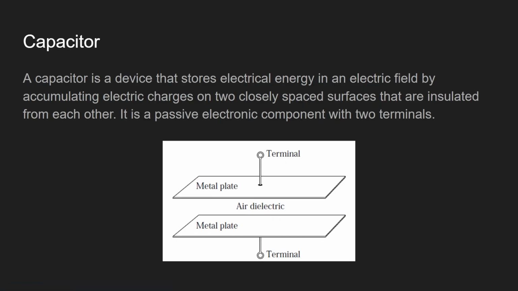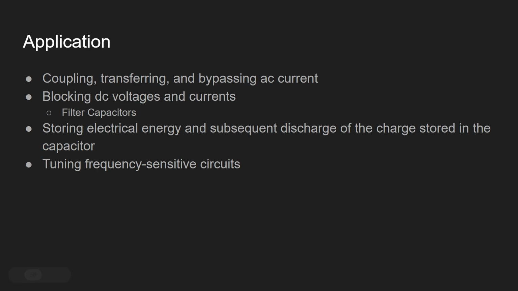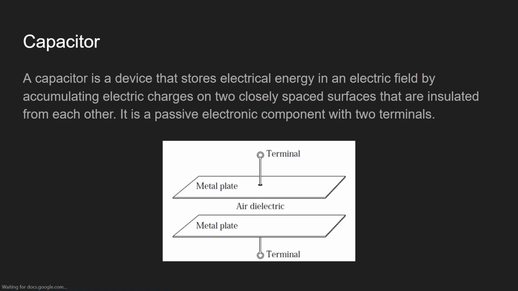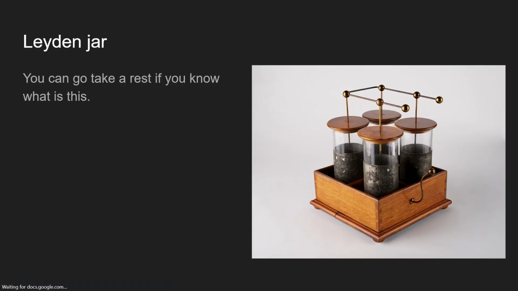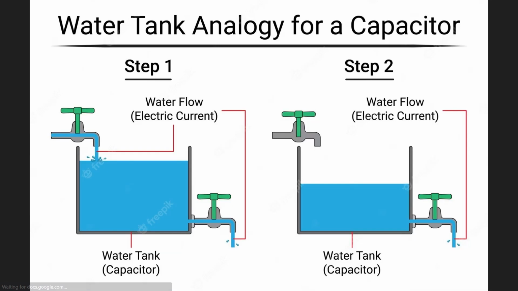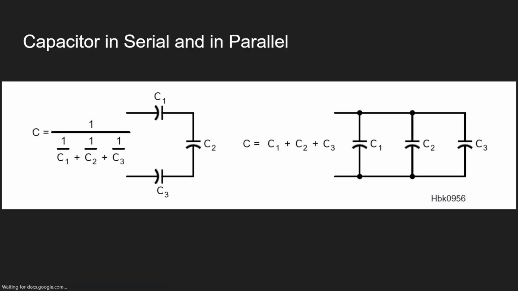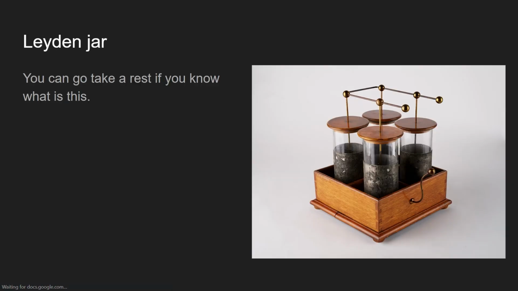Charges. Okay. So applications: coupling, transferring, bypassing AC current, and blocking DC current and blocking DC voltage. So we use it as a filter. We call this kind of capacitor a filter capacitor. I'll explain why it can block DC. You skipped a page. You need to go back a page. Explain what a capacitor is first. No, let me go through bit by bit.